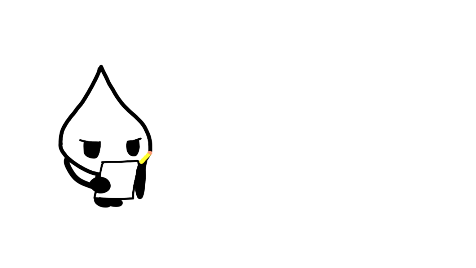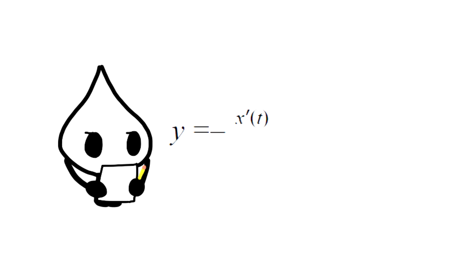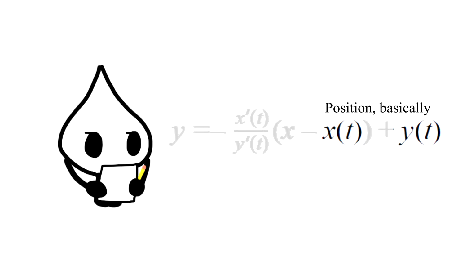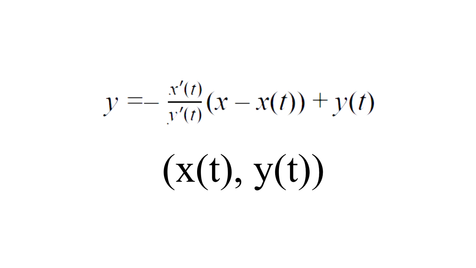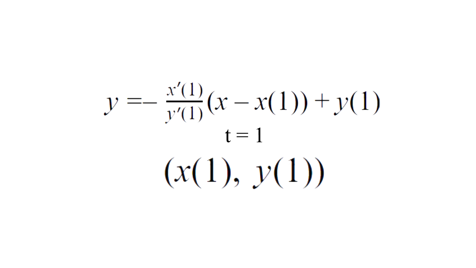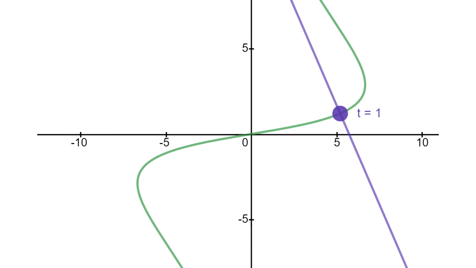Last episode, we acquired the parametric general normal line equation, which is y equals negative x prime t over y prime t times x minus x of t plus y of t, where the negative x prime t over y prime t is the slope of the line, and x of t and y of t is the point of the parameter to draw from. Moreover, we found that the equation and the parameter x(t), y(t) both depend on the variable t. So by giving t a value, say 1, we can locate a point on the parameter when t equals 1, and at the same time, draw a line perpendicular to that same point.